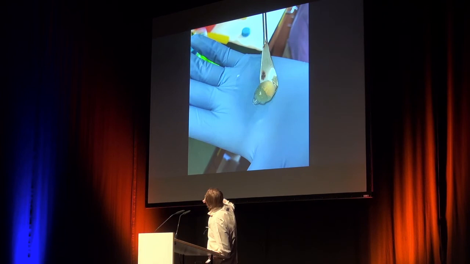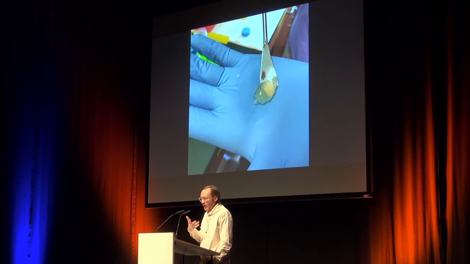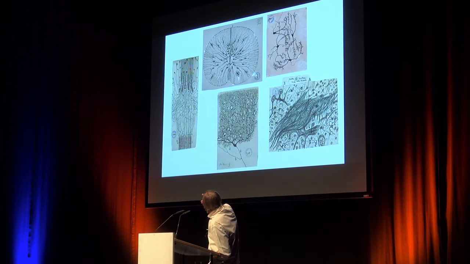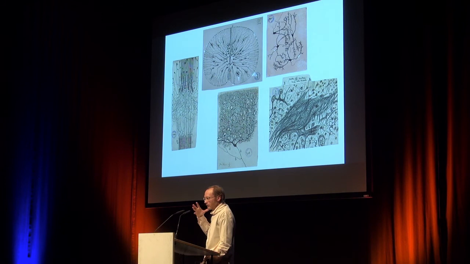So the purpose of the research is to create tools that other scientists can use in their study of the brain. This is, of course, the most explicit idea about what it might mean to visualize a brain, to make it transparent. But actually, historically, neuroscience, the science of the brain, has always been a visual science.